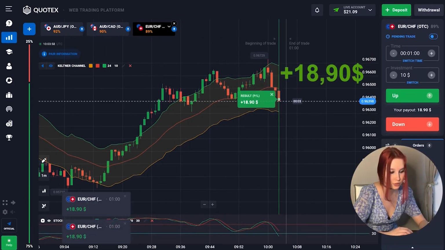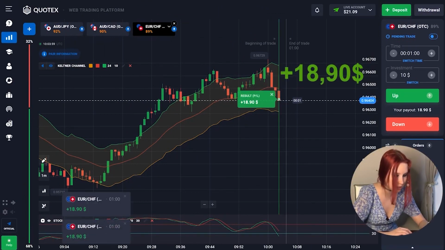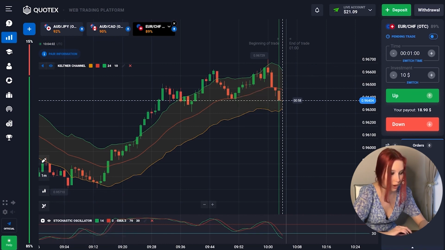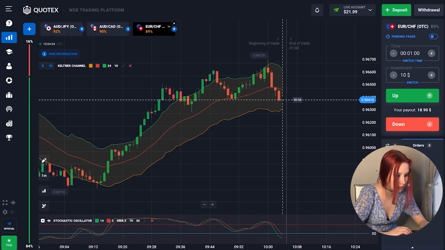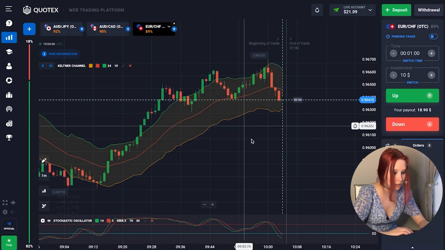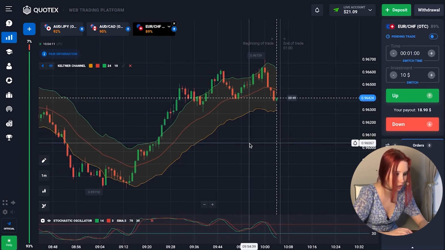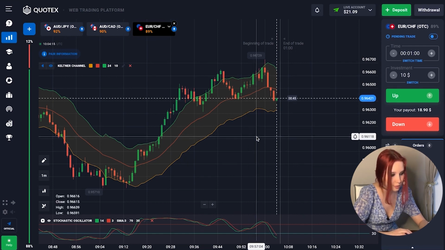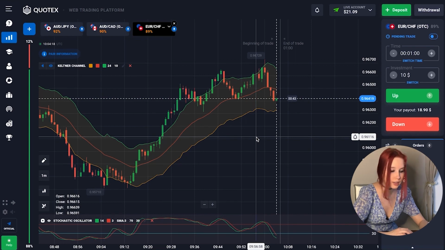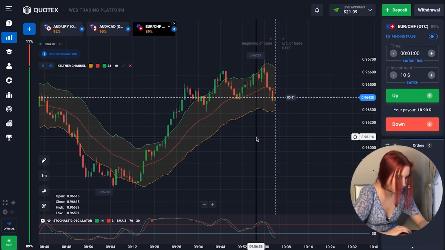Well, perfect result. As you see, the price went down, and do you know why? Because we had this signal from the stochastic oscillator. Look at these two lines. These lines are crossing in the oversold area in the down direction, and that's why I opened a position down here. And I was right. So let's move on and get another currency pair.